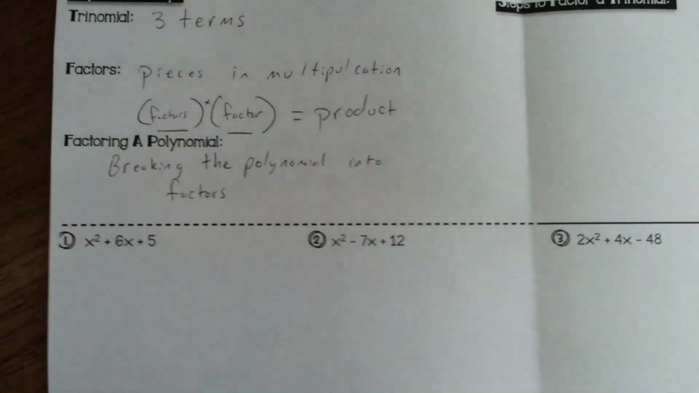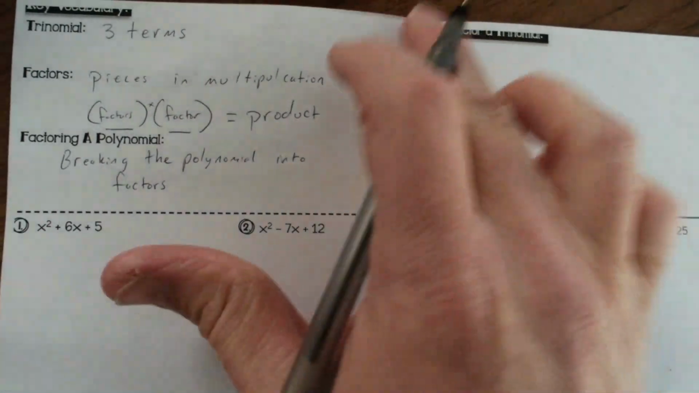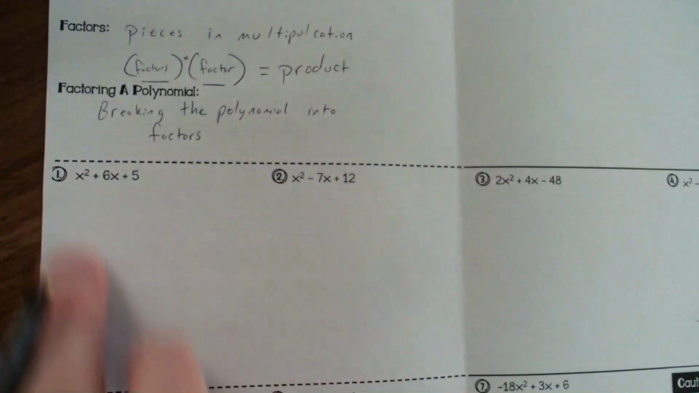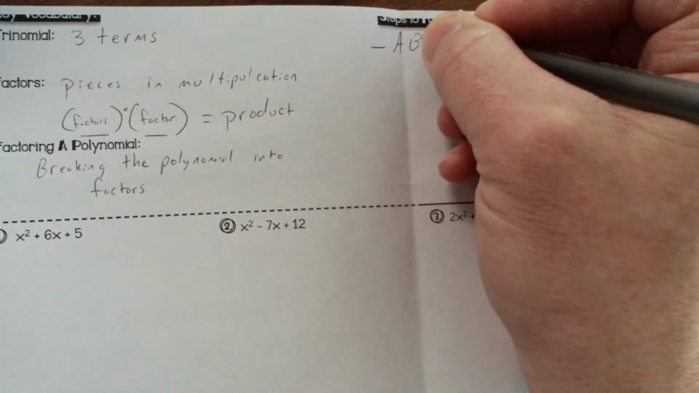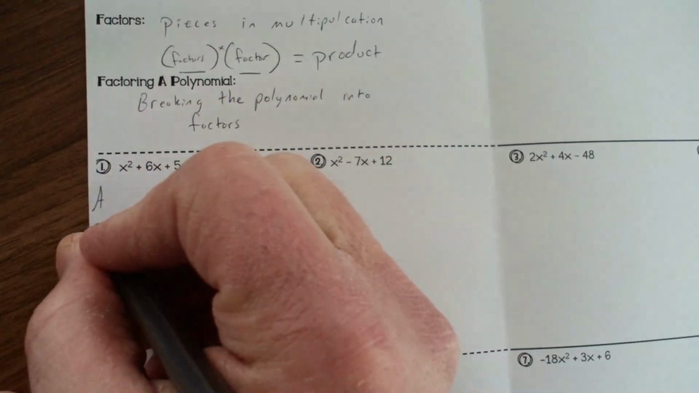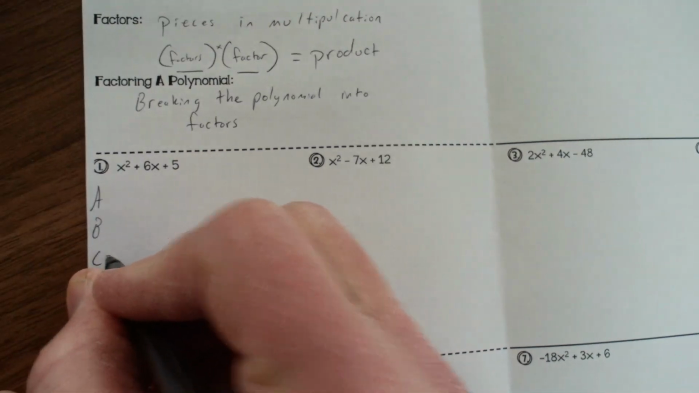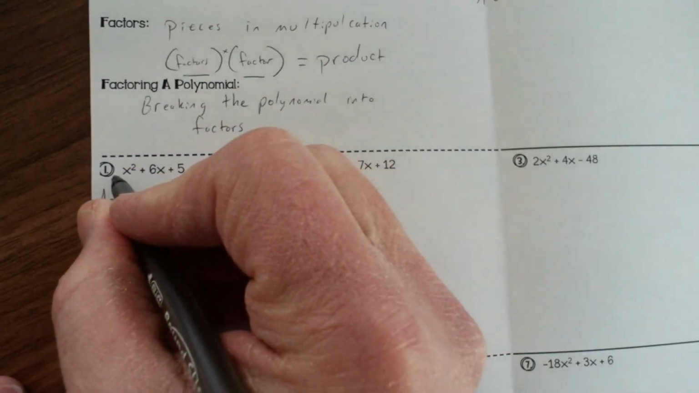Me personally, I'm going to show you one particular method today, which is called the X box. So I'm going to write the steps here, and then we're going to follow along with here. So step number 1 is ABC. So here I'm going to write A, B, C. And these are the number values, the coefficients of each of the terms.